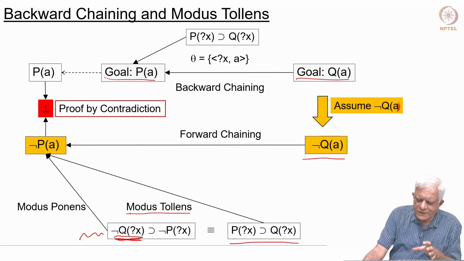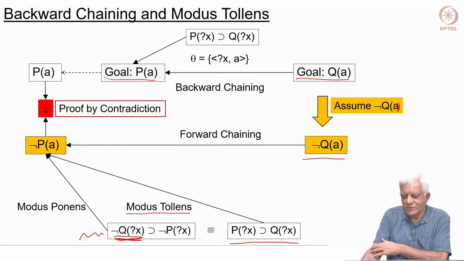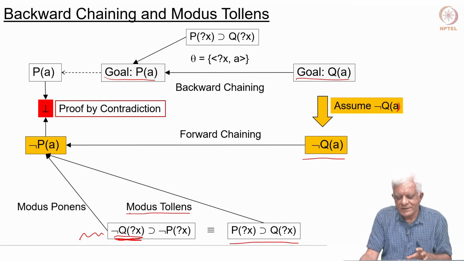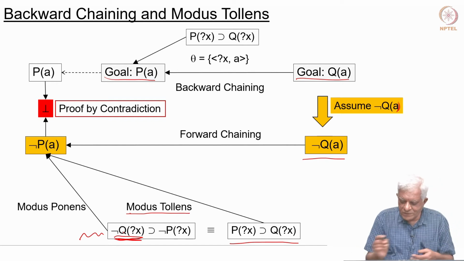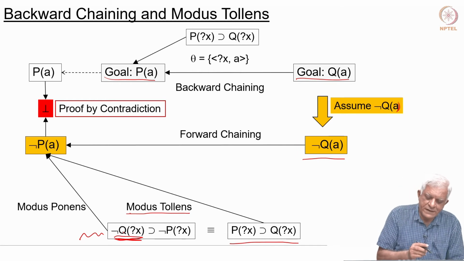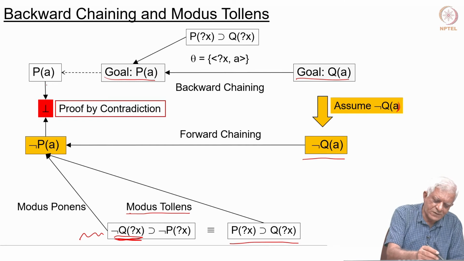So, whichever way we look at it, whether we are thinking of it as forward chaining with modus ponens or backward chaining with modus tollens, we are assuming the negation of the goal, which is not of Q of A, and we are coming to the conclusion that not of P of A, but this is an assumption. And we said if you assume that not Q of A is true, then you can show that not P of A must be true. But that's a contradiction, obviously, as shown on the left here.